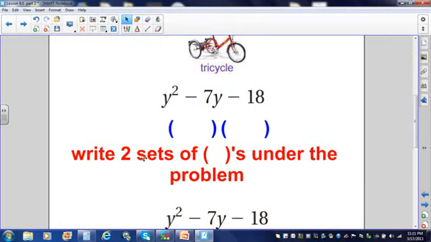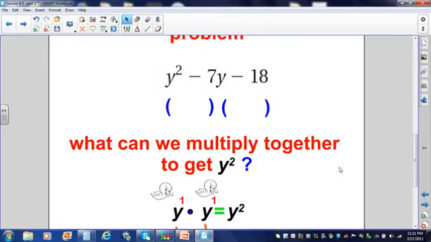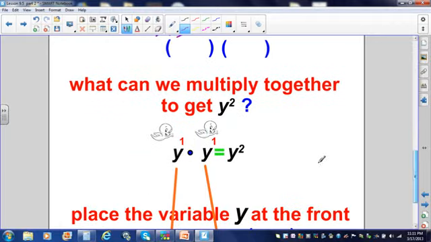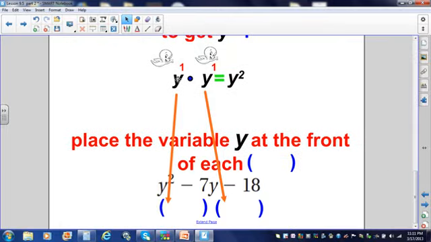Just like we did in our last podcast, the first thing we're going to do is write two sets of parentheses under the problem. The next thing we're going to do is ask ourselves, what can we multiply together to make y squared? Well, I know that y times y is going to give me y squared. So I'm going to put a y at the front of the first parentheses, and a y at the front of the second parentheses. Remember, when I multiply my first terms foiling, y times y will give me y squared.